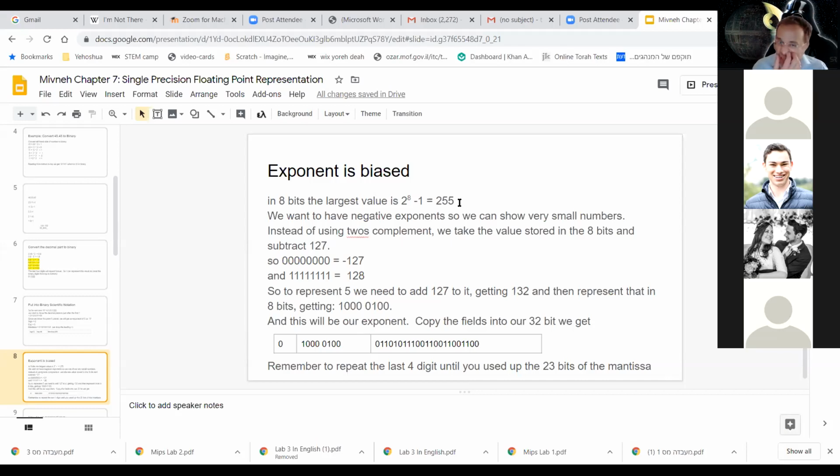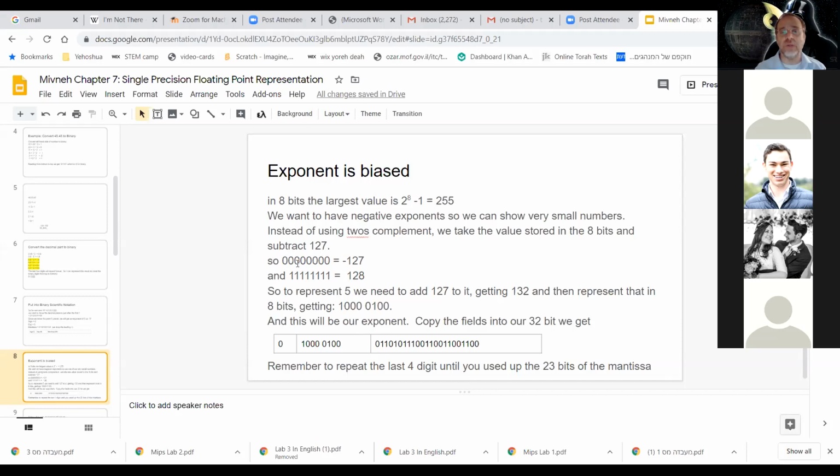So another way of saying that is we're just going to take whatever number we put there and subtract 127 from it. So in other words, if I write 11111111, all ones in the 8 bits, which is normally 255, I'm going to subtract 127 from it and get 128. And that will mean, if I write all ones there, that I'm raising 2 to the power 128. And that's the largest value that I could raise it to. And the smallest value I could raise it to would be 0.